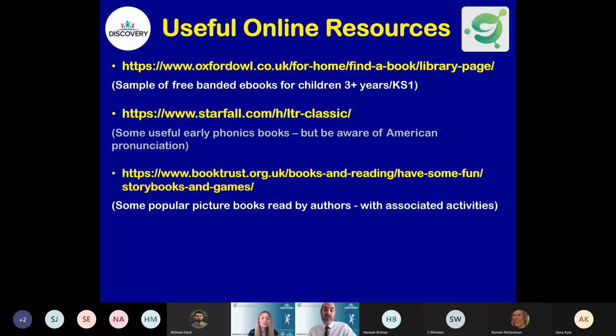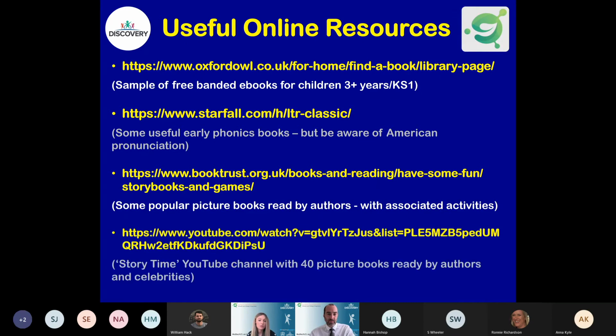Book Trust has had some great picture books being read by authors. Not only do you get to see and hear the author read, but also there's often associated activities that pupils can do as a follow-up. And linked to that, Storytime has a really useful channel on there where, again, there's other authors and other celebrities that are reading picture books. So all of those I would recommend for parents in your schools.